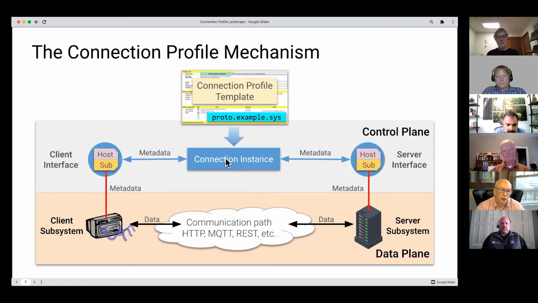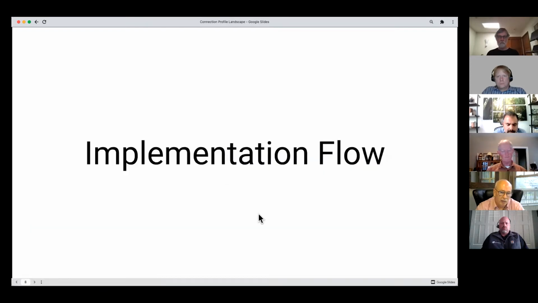I want to move to the implementation side, the implementation flow of connection profile, how we see this being used. Happy to just pause a moment if there are any nagging questions or things that people have on their mind.